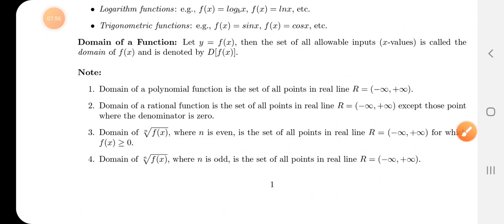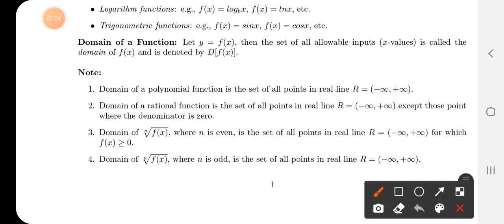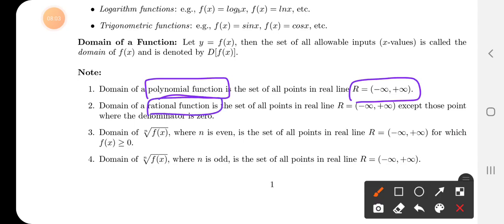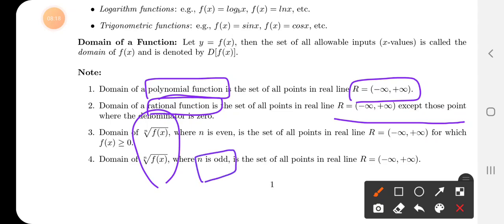Okay. So for a polynomial function, the domain is the set of all the real line. For a rational function, it's the set of all the real line minus something, and that something is the points where the denominator is 0. What about the radical one? If this n, the index outside the radical, in the case of square root you have 2, so 2 is even. If it's odd, it's simple. When n is odd, then you do not have to worry about the domain. The domain is the set of all the real line.